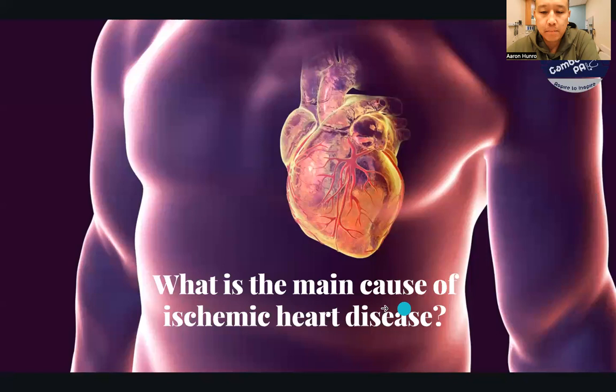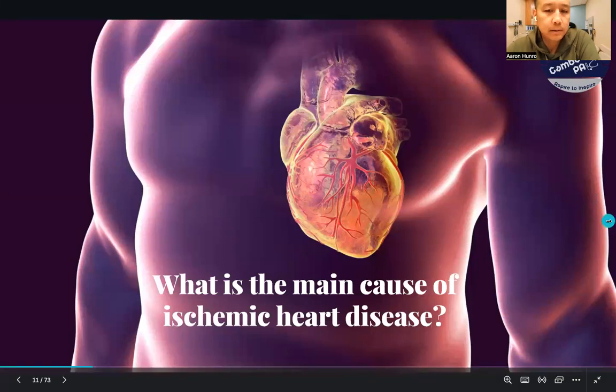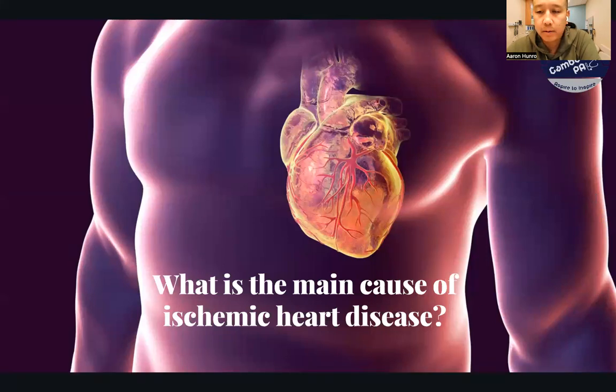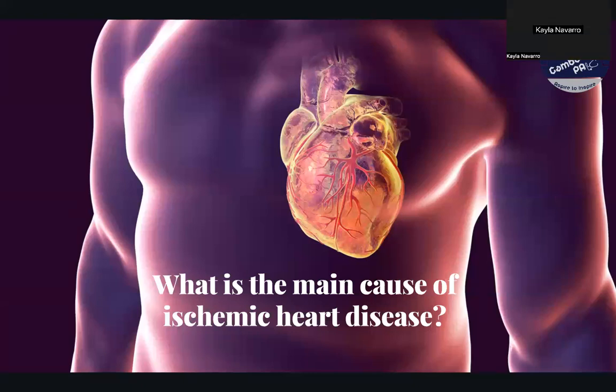All right. What is the main cause of ischemic heart disease? What's the main reason why patients get ischemic heart disease? Atherosclerosis. Exactly. And that builds up over time, when we're young, and then as we get older, with the plaque buildup from diet, lack of exercise, lack of blood flow, other comorbid conditions such as diabetes, and especially smoking as well, right?